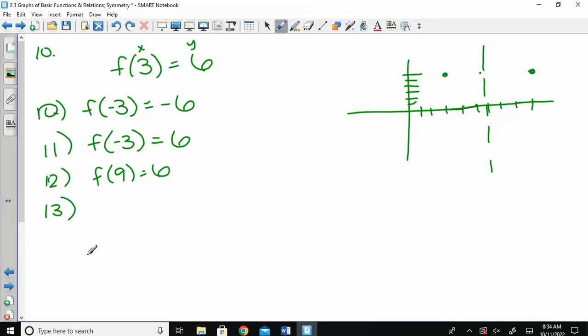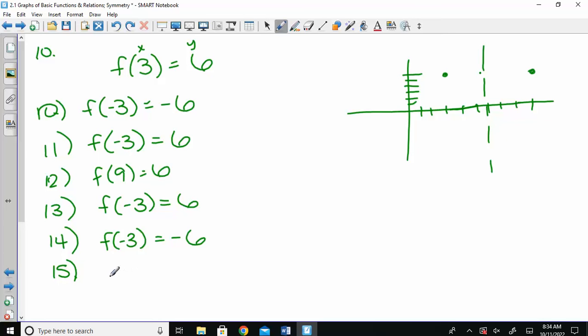All right, 13. For all x, f of negative x equals f of x. That's just another way of saying it is even, or it is symmetric to the y-axis. So all that changes is the x. 14. For all x, f of negative x equals negative f of x. What's changing? The x. Yeah, it's another way of saying odd or origin. Both the x and the y change. 15. F is odd. If it's odd, what changes? Both. Just another way of asking the same question.